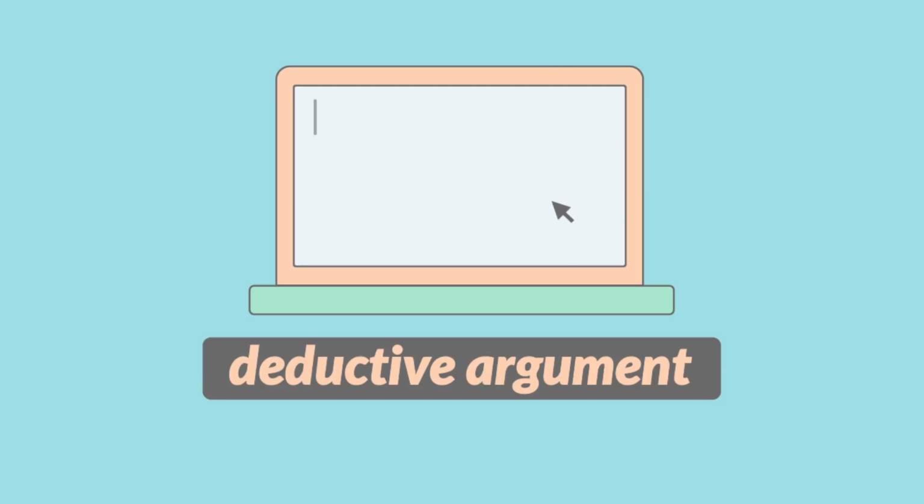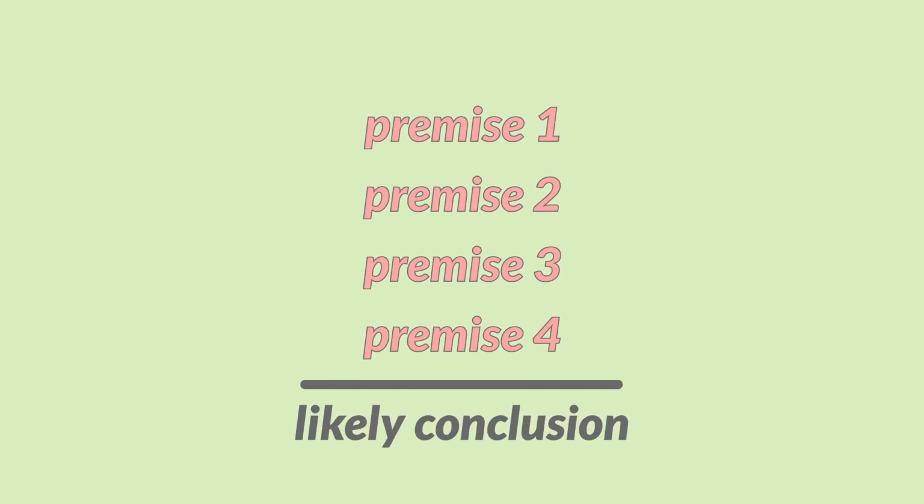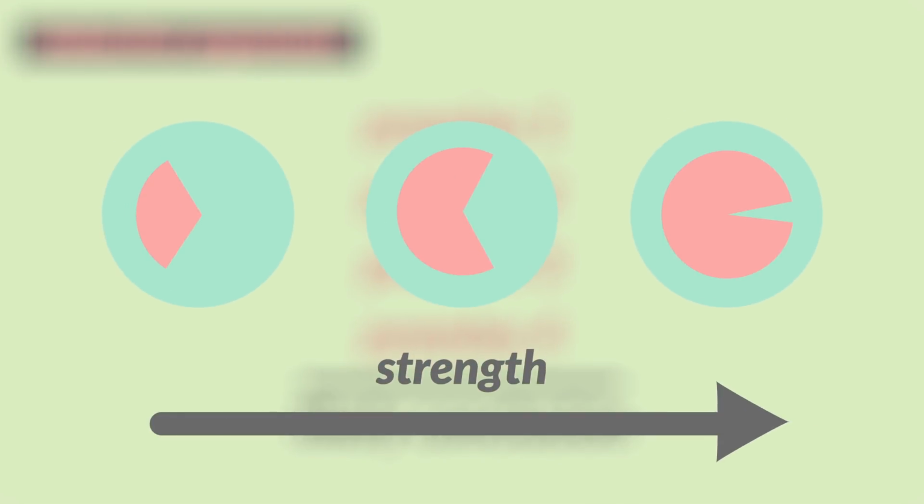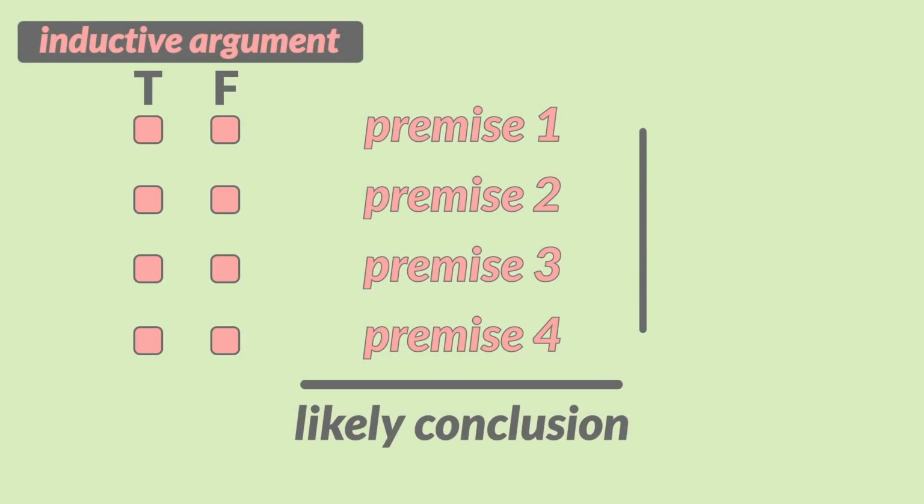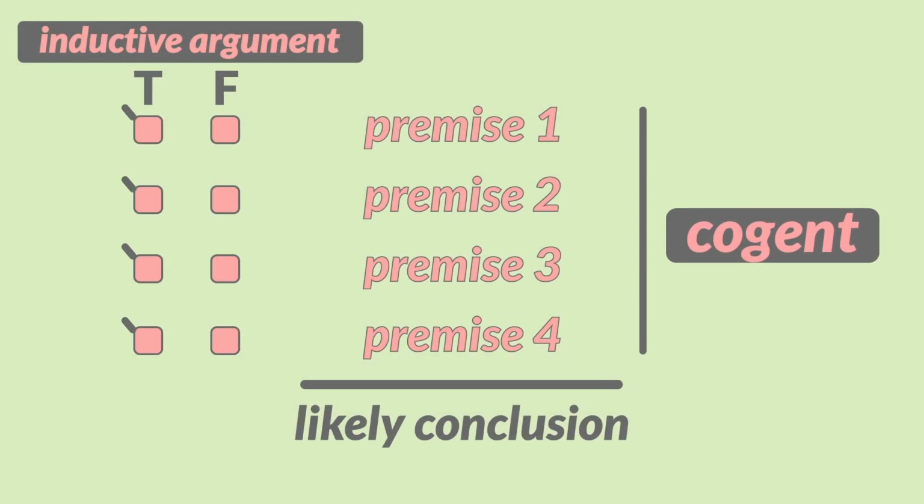Sound deductive arguments are very persuasive because they are true and they are built using logic that is easy to follow. If we take a set of premises and derive a conclusion that is not necessarily but likely to be true, then we are making an inductive argument. The strength of an inductive argument is based upon how likely the conclusion is to follow from the premises. An inductive argument is said to be cogent when all of its premises are actually true.